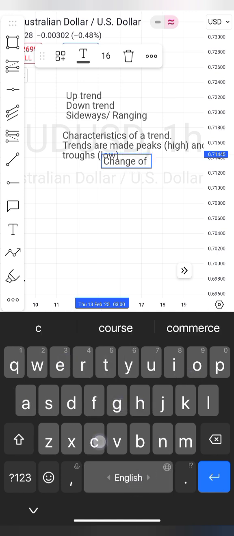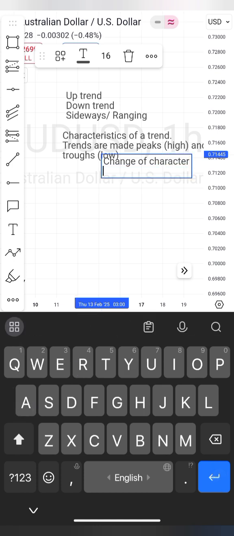Change of character. Or COC, change of character or COC. Some people like to call it different things. They'll say CH or CH. I don't think it's necessary. It's just whatever labels you decide to give it.